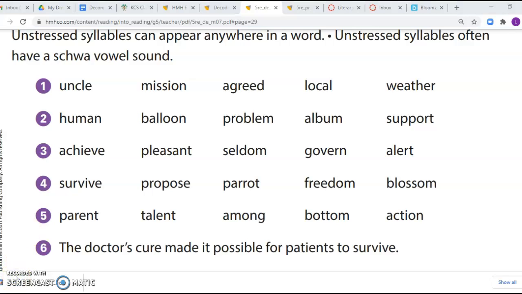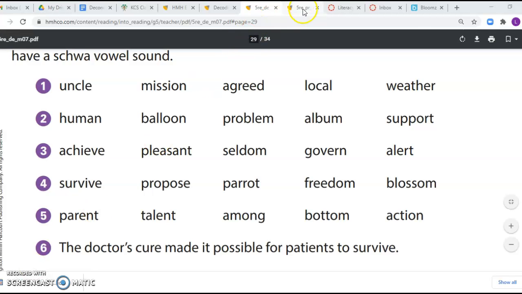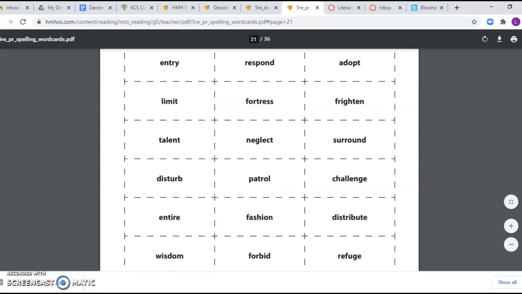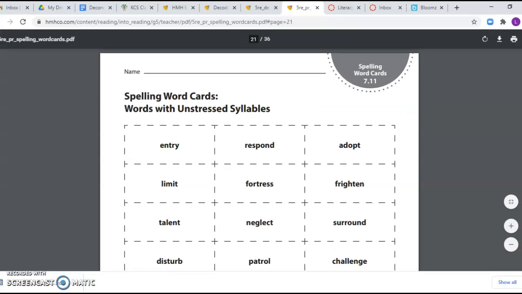Now that you've had some time to look at these particular words and practice this, we're going to briefly talk about spelling words for this week. Here you see in front of you are spelling word cards. And remember, when we're talking about our decoding skill for this week, we're talking about words with unstressed syllables that also include the schwa sound. So if you have these spelling word cards at home, if you're learning virtually this week, I would love for you to cut them out because you're going to do a sorting activity with these particular words.